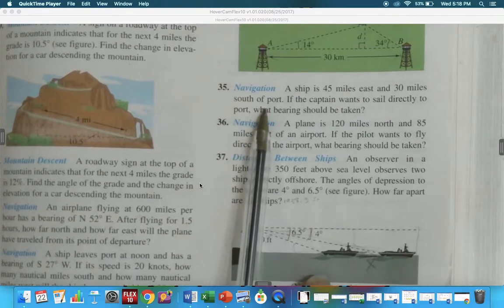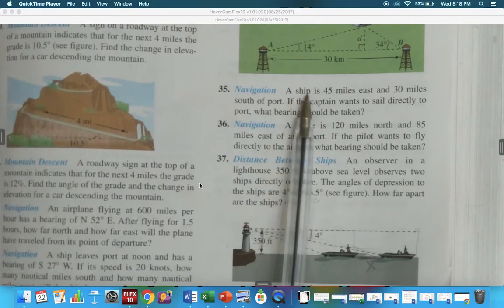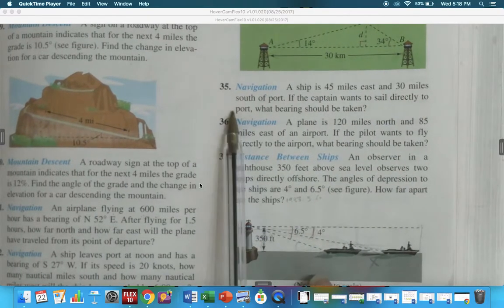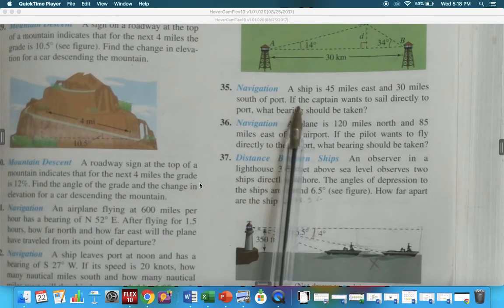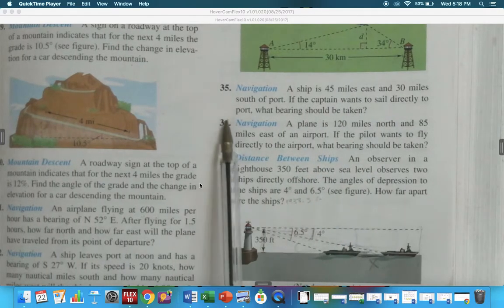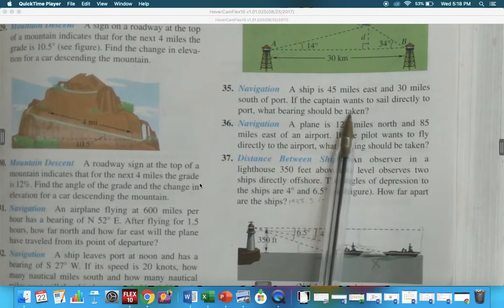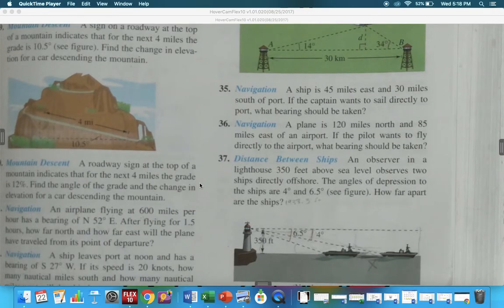All right, so section 4.8, number 35. A ship is 45 miles east and 30 miles south of a port. If the ship wants to sail directly to port, what bearing should be taken? Okay, so we'll draw a picture for this one.